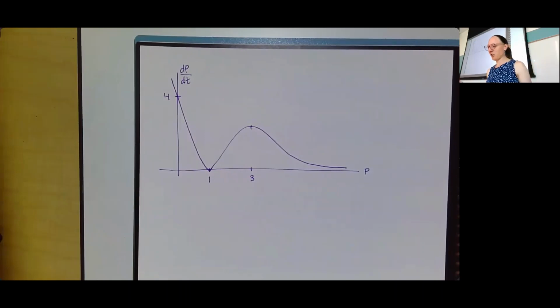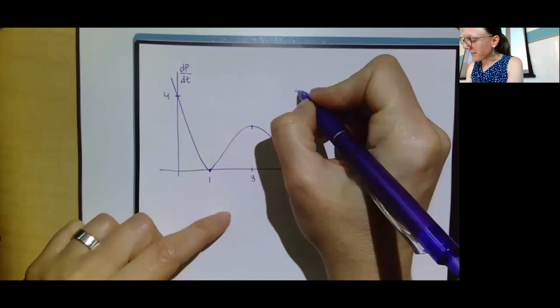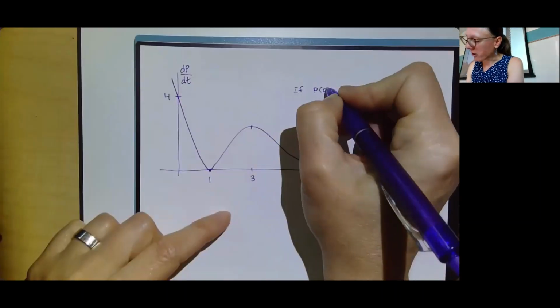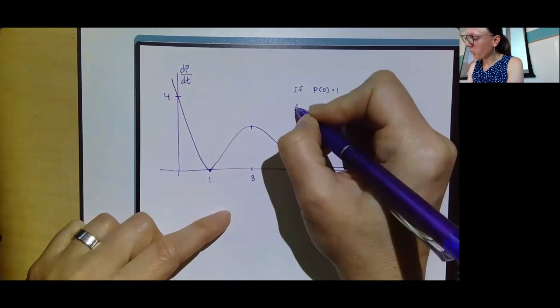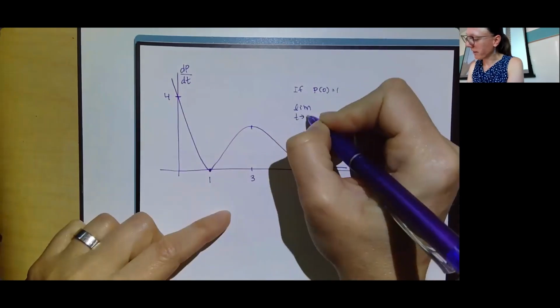Okay, so my question doesn't ask you to solve this thing, doesn't ask you for much. It just says, if we know that p of 0 is equal to 1, what's the limit as t approaches infinity of p of t?